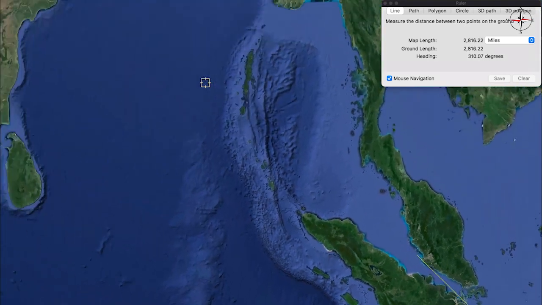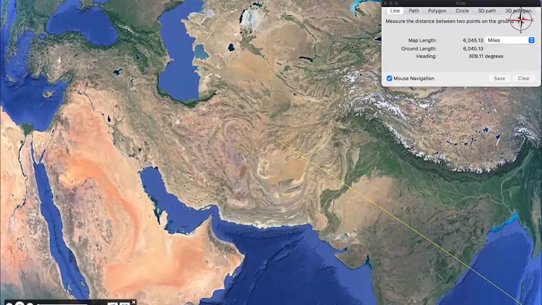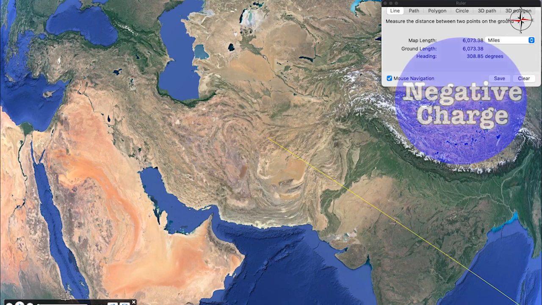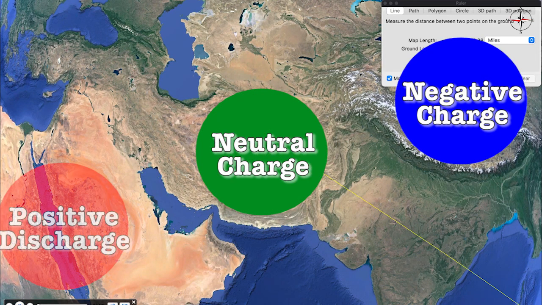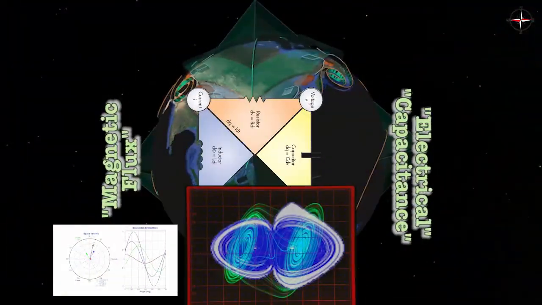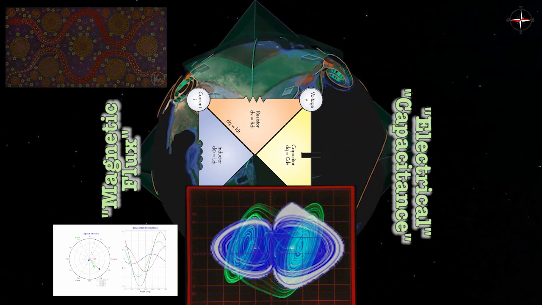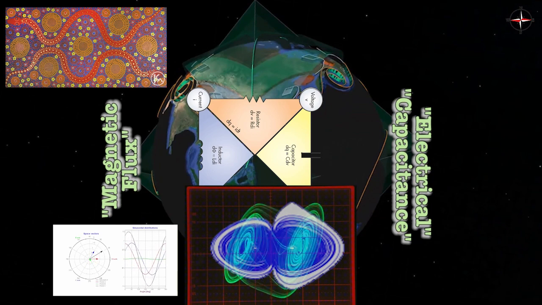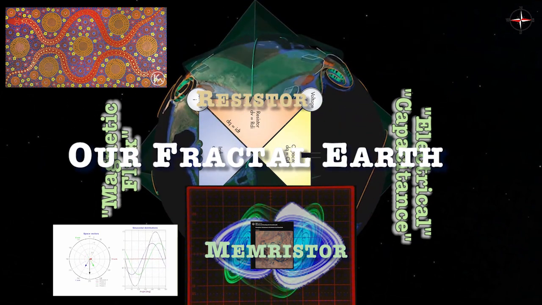When we follow this to the Middle East, we find ourselves at the neutral zone between the near impact and the Red Sea discharge. The Earth was acting like a negative charge, then a neutral charge, and then a positive discharge. As the voltage in the system increased, the charge was distributed by the memristor between the capacitor and the inductor, and as it went back and forth between the sky and the ground, it left the surface in flux everywhere, except in the neutral middle. The memristor of the resistor of our fractal Earth.